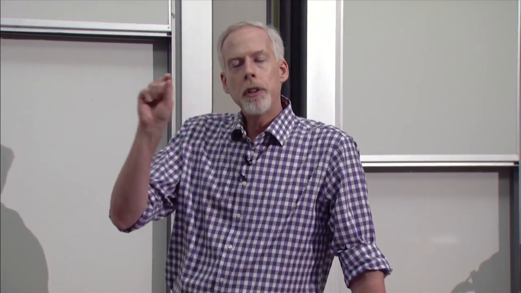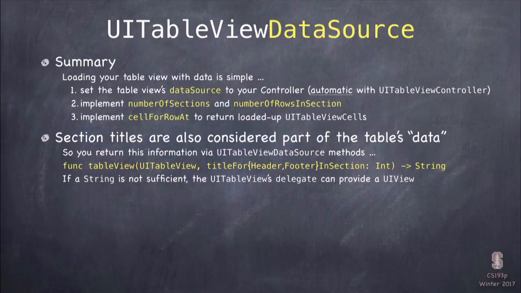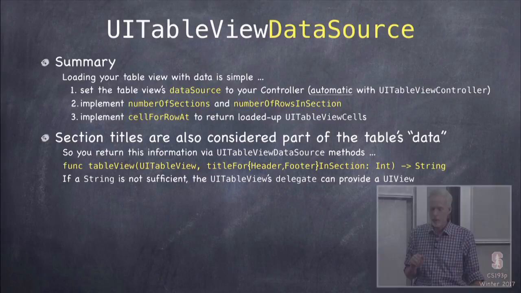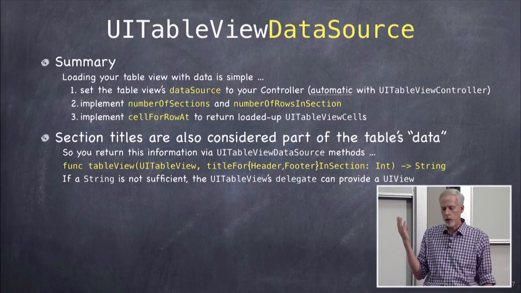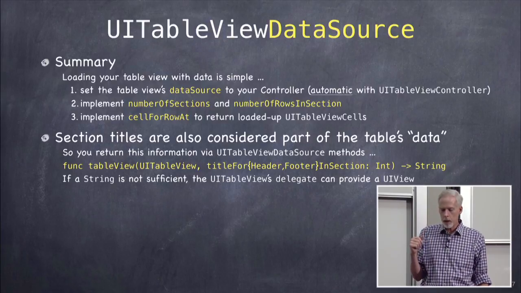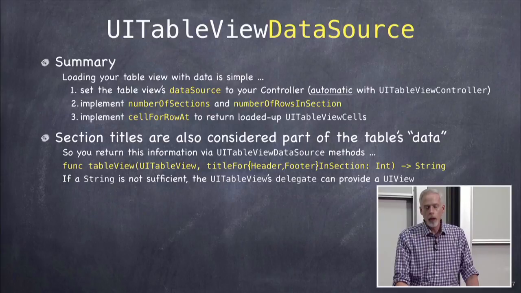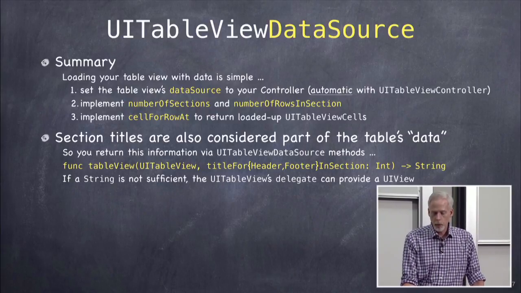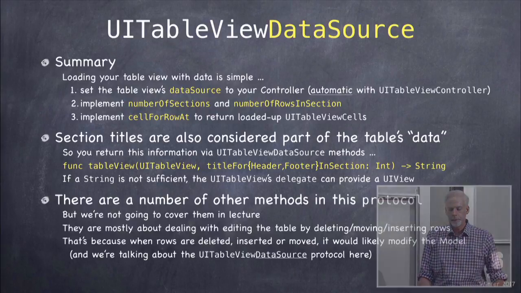By the way, the titles of the sections, remember when I showed you the countries and it had Japan and Mexico as titles? Those are considered part of the data. So those are part of the UITableViewDataSource protocol as well. This method, title for header or footer in section. And you pass the section number and it gives you the thing. You can also do it with a view using the delegate. But if you want to just do it as a string, you can use the data source.